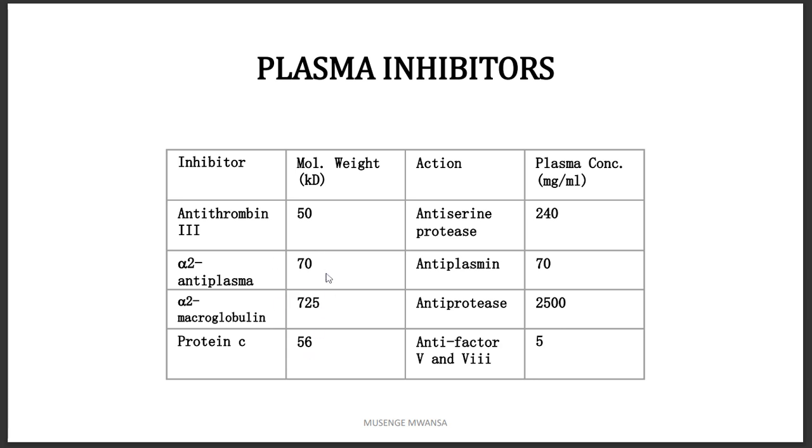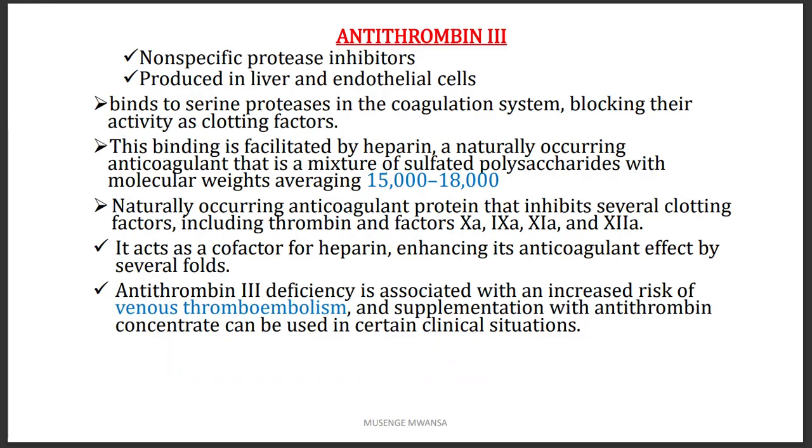So the heaviest of these, the one with the highest molecular weight, is the alpha 2 macroglobulin. Even from the word macro, meaning big, it has got also the highest concentration. The one with the lowest concentration in plasma is the protein C. All right. So now, starting with the antithrombin 3 that we've just talked about.